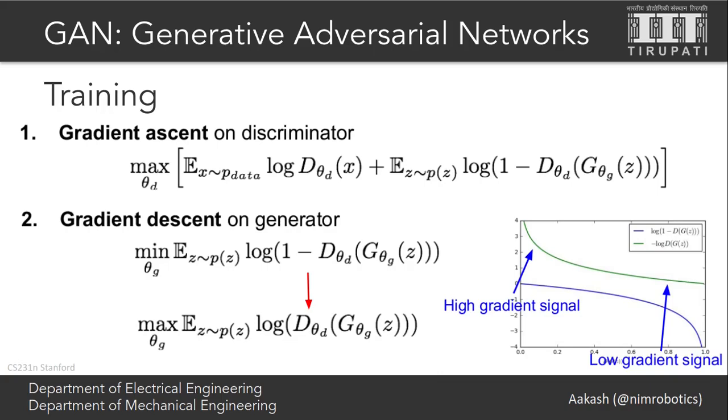The reason for that is that on the right-hand side of this figure, the blue curve represents the earlier version, that is log of 1 minus D of G of z. The problem with this curve is that it is flat near the beginning, which means the gradient flow is quite low in the early stages of training, so training will be very slow and there will be very little learning. We don't want this. In order to make learning fast, we modify it to minus log of D of G of z, so that we have higher gradient flow coming in.